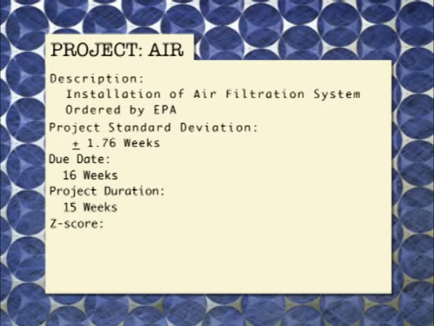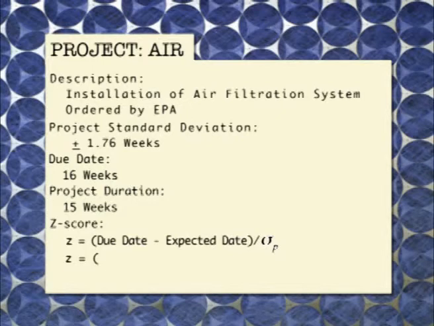What we're going to do is use a very simple formula. Z is equal to due date minus expected date divided by the project standard deviation. So we said we had a due date of 16 weeks. We expect to have our project done in 15 weeks. And we know that our project standard deviation is 1.76 weeks. So when we calculate this, we come up with a z-score of 0.57. Now what does that mean?